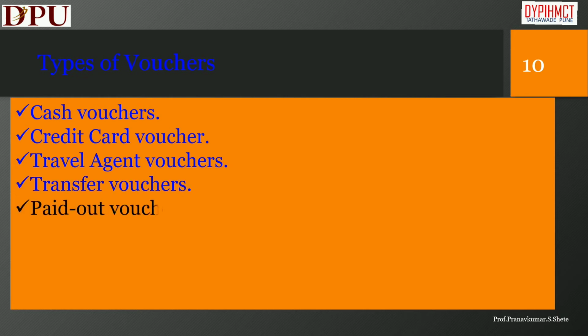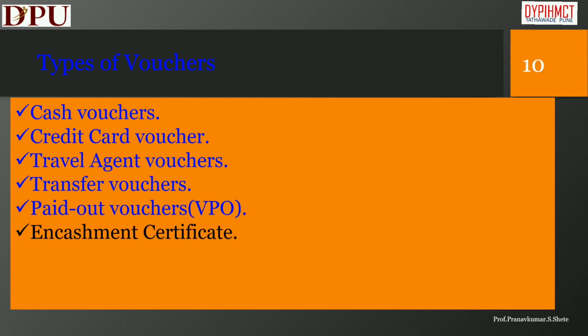Paid out voucher, a voucher used to support the cash disbursed by the hotel on behalf of a guest. Encashment certificate. When a foreign currency exchange occurs between the hotel and the guest. Allowance voucher, a voucher used to support an account allowance extended to a guest.